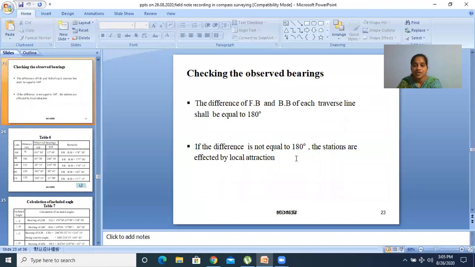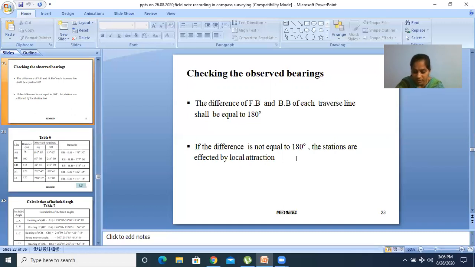So checking the observed bearings. So first of all, what you have to do to check? We have to calculate the difference between the forebearing and back bearing of the traverse line. So the difference of forebearing and back bearing of each traverse line shall be equal to 180 degrees, so that there are no local attraction effects. If the difference is not equal to 180 degrees, the stations are affected by local attraction.